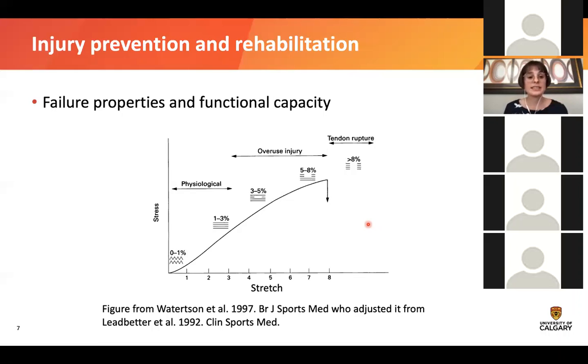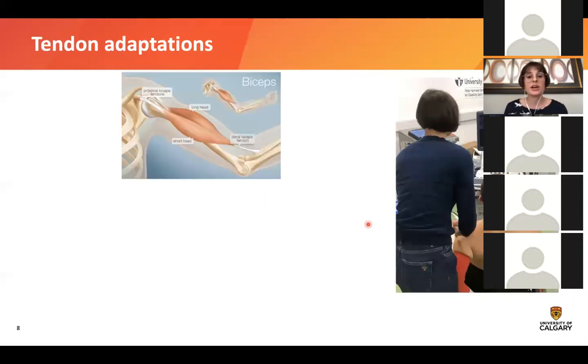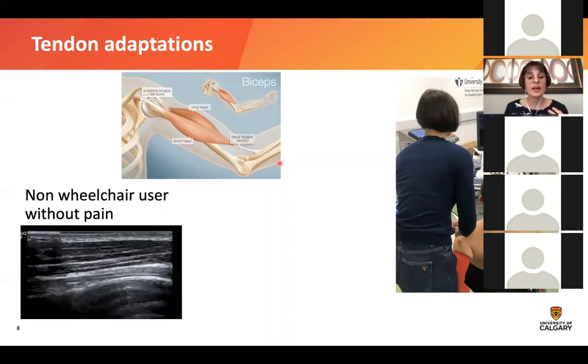And these chronic adaptations, we can see that with the use of an ultrasound device. So here we can see an ultrasound device where we're looking at the shoulder tendon of a wheelchair user. On this picture here, you see a biceps, and this is then the long head of the biceps tendon, which we're looking at with our ultrasound device. When we look at persons who have no pain, who are healthy, no wheelchair users, we see something like this.